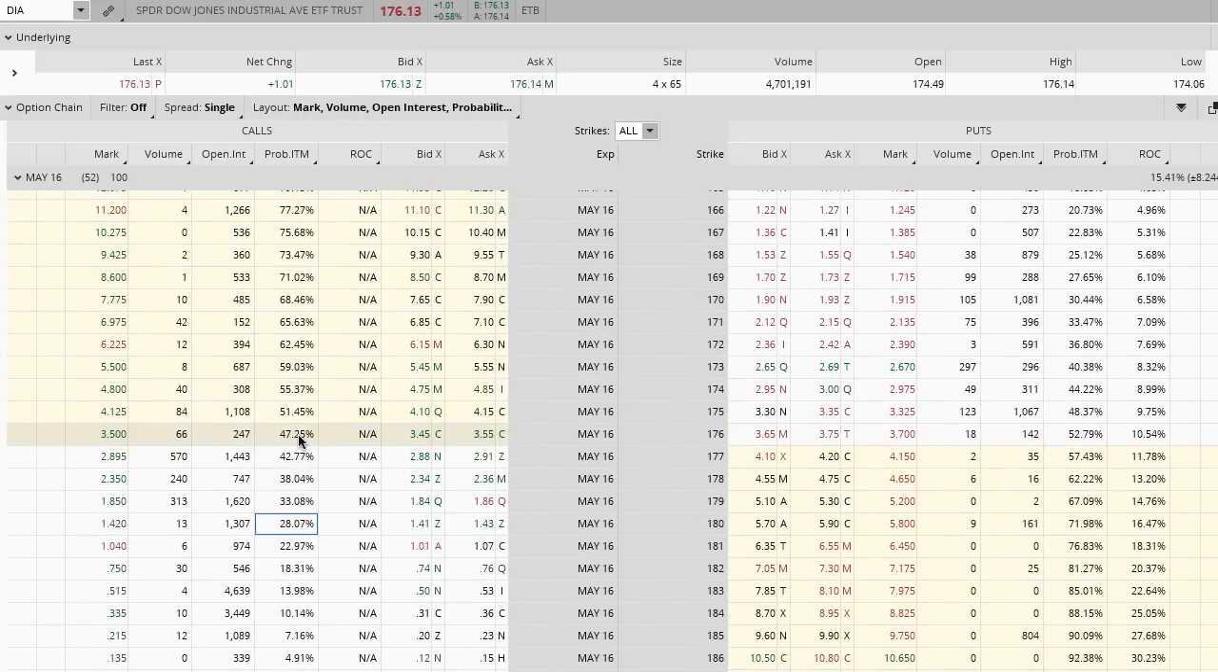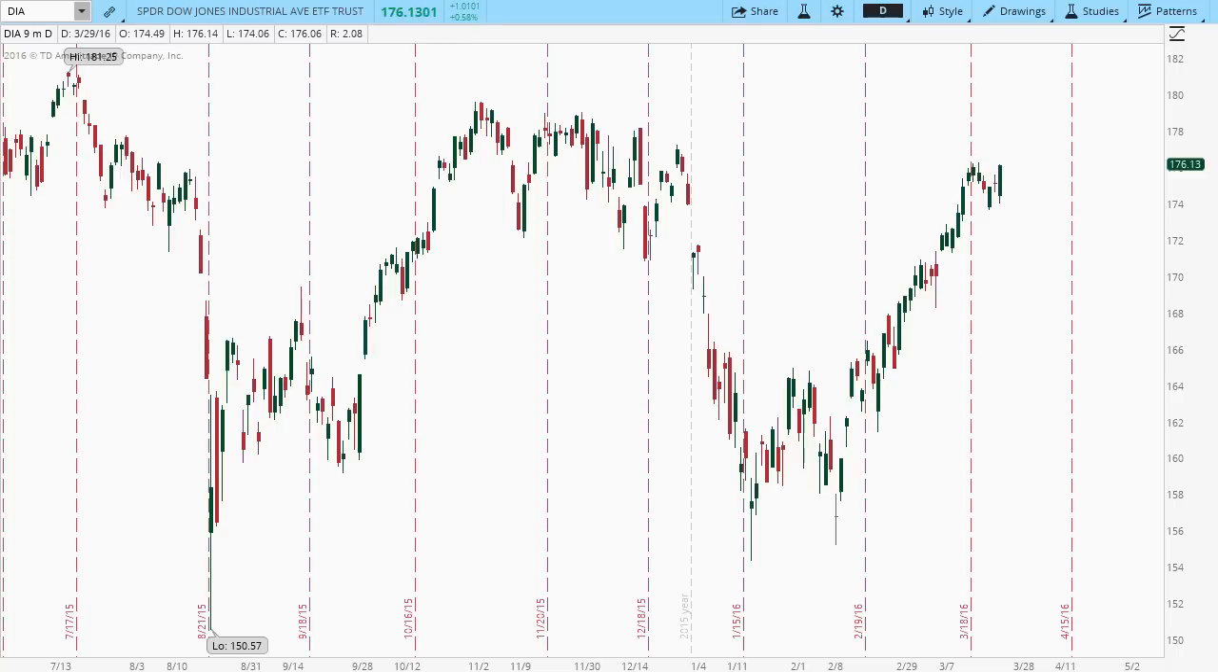Now, let's say that we were bullish on DIA. So now we want to go to the put side, and now we want to build a trade that makes money if DIA continues to move higher. And again, we'd be selling options somewhere down below the market to give us about a 70% chance of success.